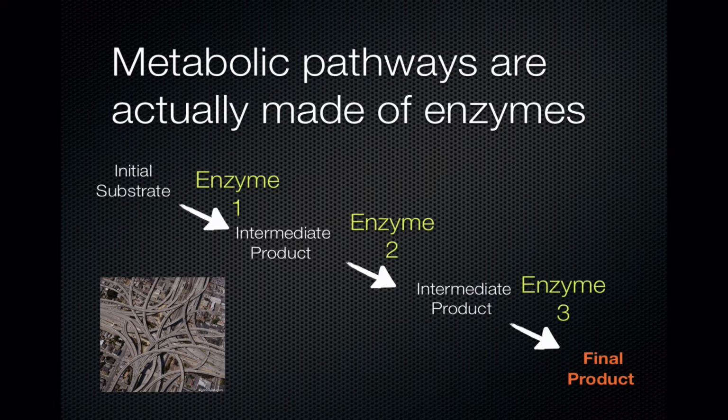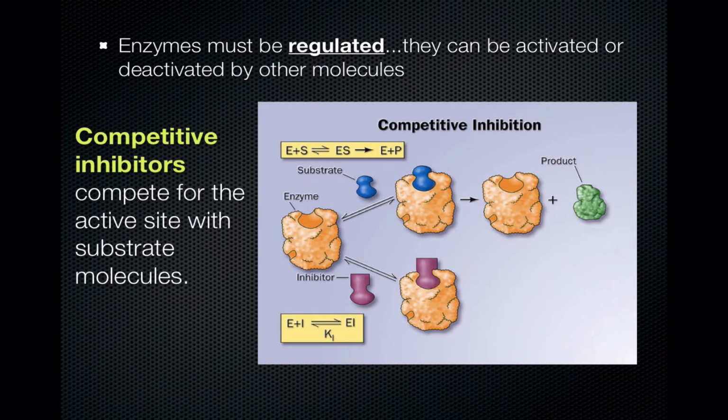All right. So let's look at how enzymes can be regulated, which means activated or deactivated. So enzymes, when they're regulated, they can either be switched on or activated or turned off. In other words, deactivated by other molecules. And the first and probably the easiest to understand is competitive inhibition.